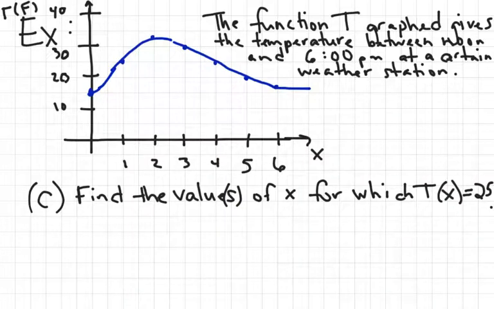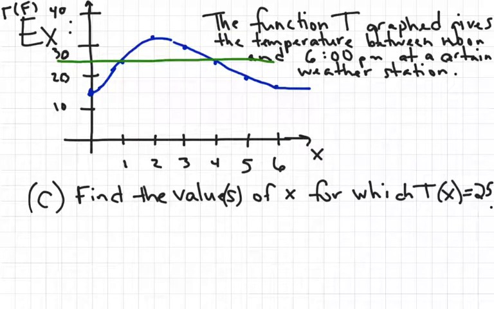Find the value or values of x for which T of x is equal to 25. Well, now we want to look at where the output is 25. And the best way to do that is to draw a horizontal line through 25. It appears that the graph hits 25 at about x is 1 and x is 4.